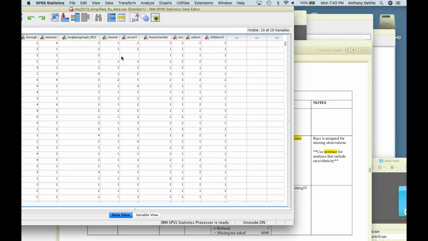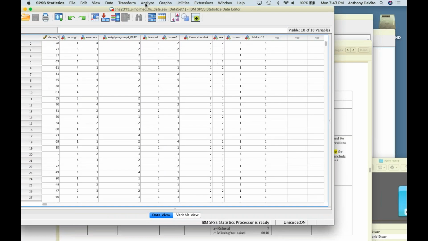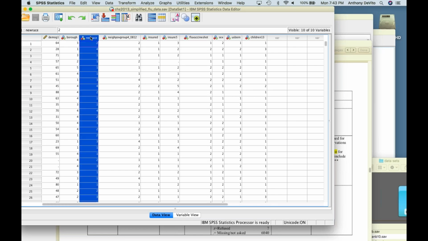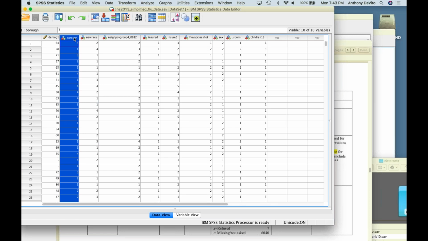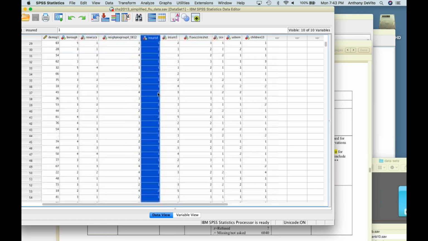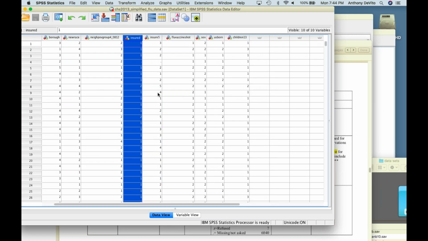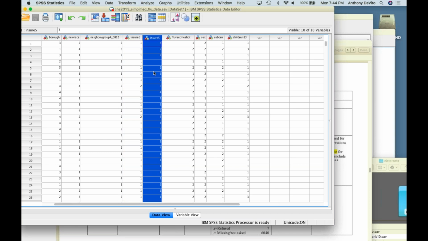Let's just go take a look at the actual data itself. This is, let's see, new race. That's a categorical variable. Borough, 1 through 5, categorical variable. Insured, 1s and 2s. I'm guessing that's a categorical variable, yes or no. Type of insurance, insured 5 might be kind of insurance. You know, instead of 2 values, yes or no, now you have the type of insurance: Medicare, Medicaid, private insurance, Obamacare, whatever, right? You'd have to look up in the code book.